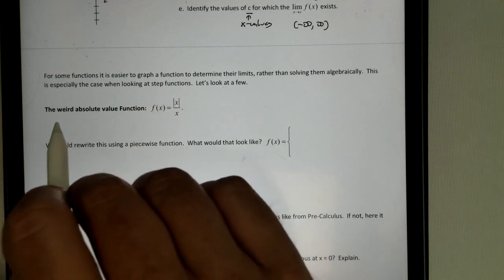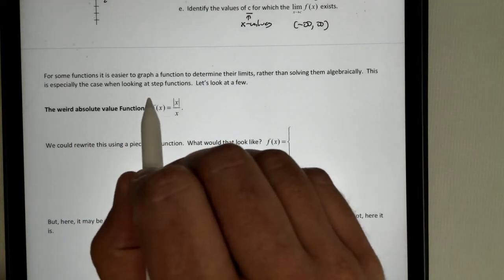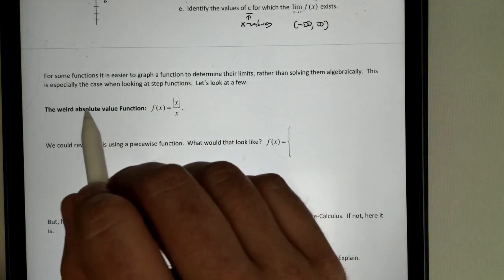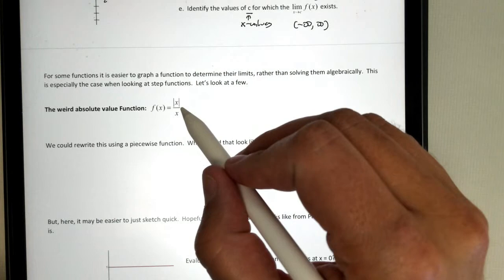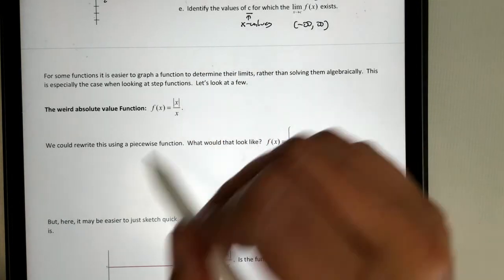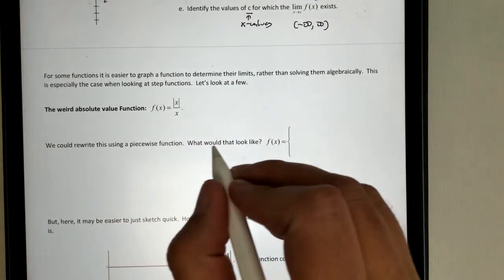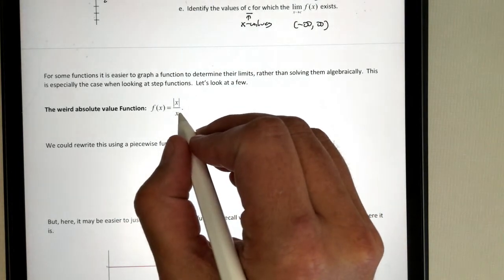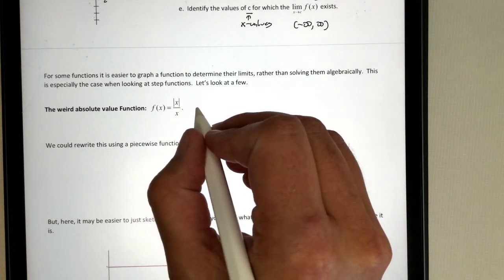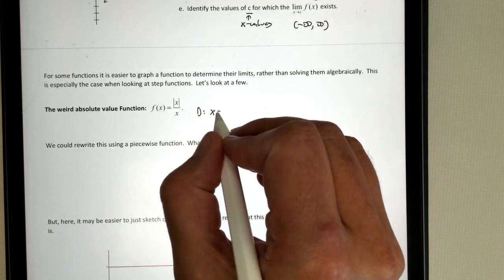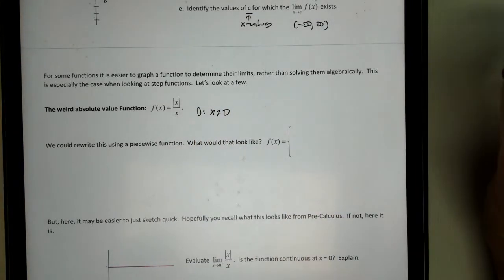The first one we're going to look at is that weird absolute value function. You may not remember what it looks like. That was just the absolute value of x over x. This is an interesting function because we have a domain restriction: x can't be 0. So that's going to cause some problems for us.